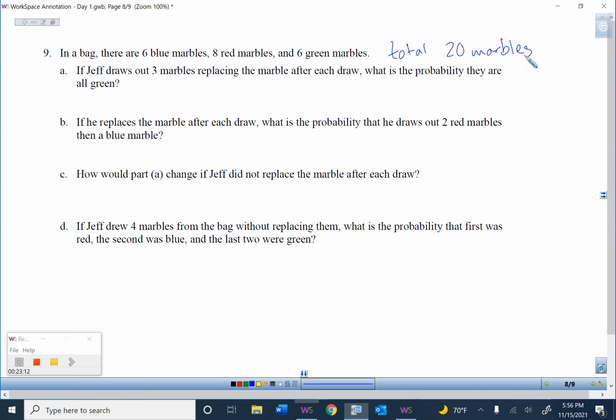Okay, so the first one says if Jeff draws out 3 marbles, replacing the marble after each draw, what is the probability they are all green? So we've got 3 choices here, and we want green, green, and green. Okay, but it says we're replacing the marble after each draw. Okay, that's important. We want to know our first probability, and that's 6 over our 20 of total. But after that 6 has been drawn out, they take the marble and they put it back in. So the second one is still 6 out of 20. And finally, the other one is 6 out of 20, okay, because they always put it back.